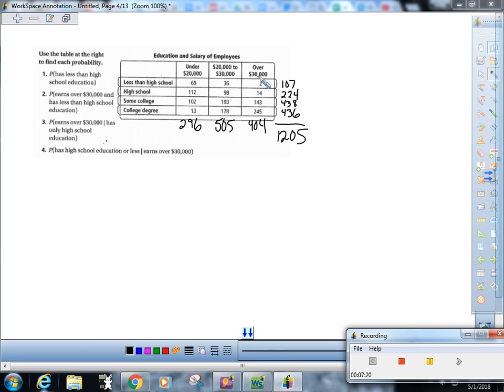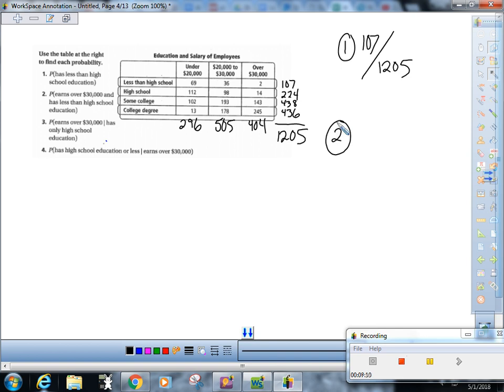Okay. All right. So what is the probability that someone has less than a high school education? Well, this is where we've already done the hard work. How many people have less than a high school education? 107. And how many people are there total in this survey? And I don't mind if you leave it like that. You can also write it as a decimal or a percent. Okay?